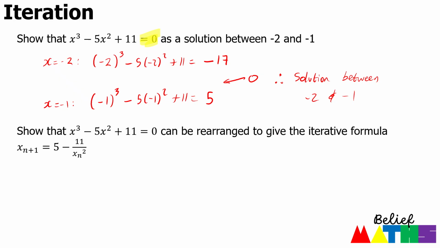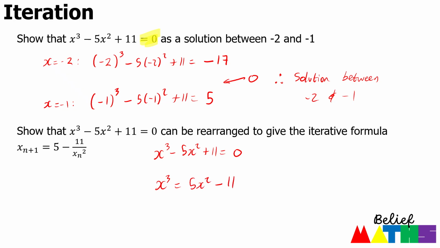Now the second one asks you to rearrange to get your iterative formula. Usually when you get something like this, what you're going to have to do first, so I'm just going to write this down here to make it a little bit easier to see, is this is my original equation. What you're going to do is isolate the highest power of x, so in this case the x cubed term. So we get x cubed is equal to 5x squared minus 11.